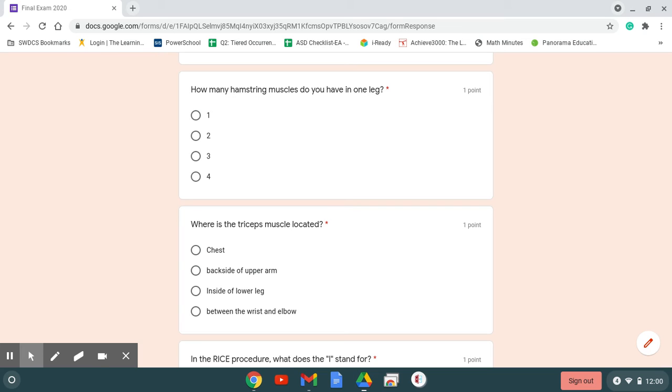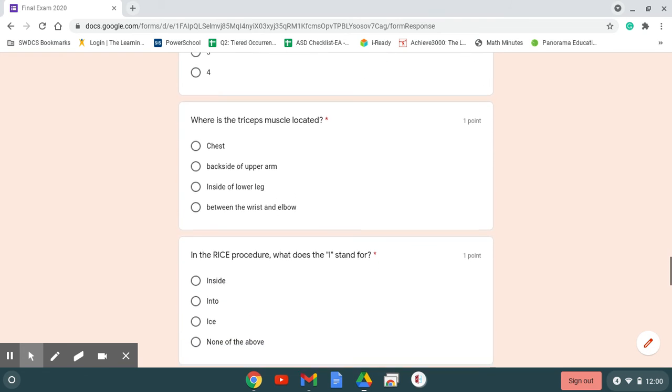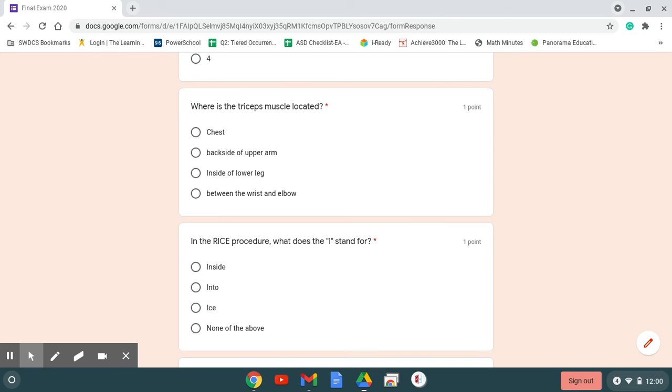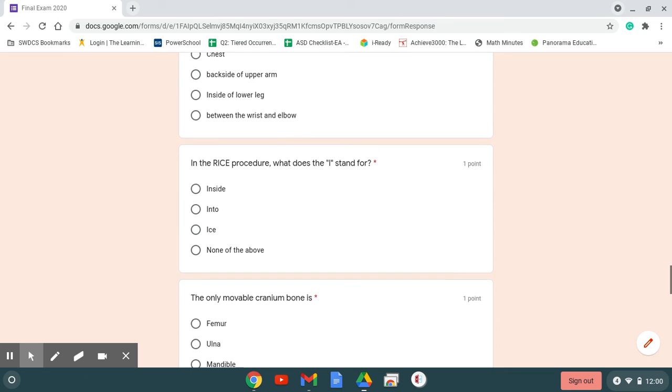How many hamstring muscles do you have in one leg? 1, 2, 3, or 4? Where is the triceps muscles located? Chest, backside of the arm, inside of the lower leg, between the wrist and the elbow?